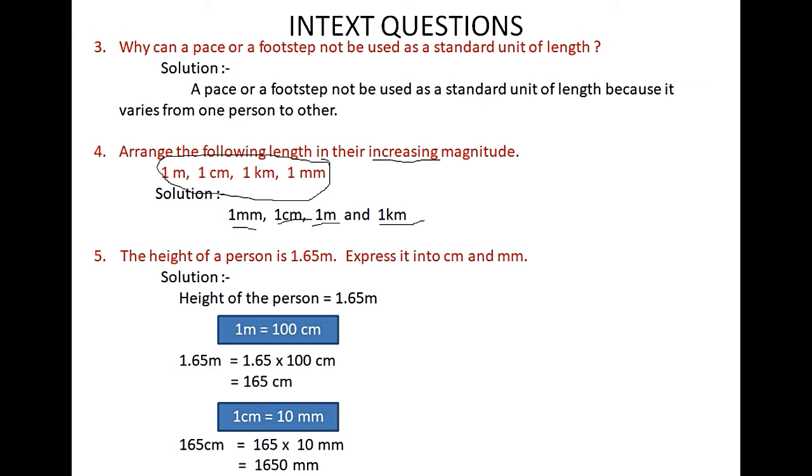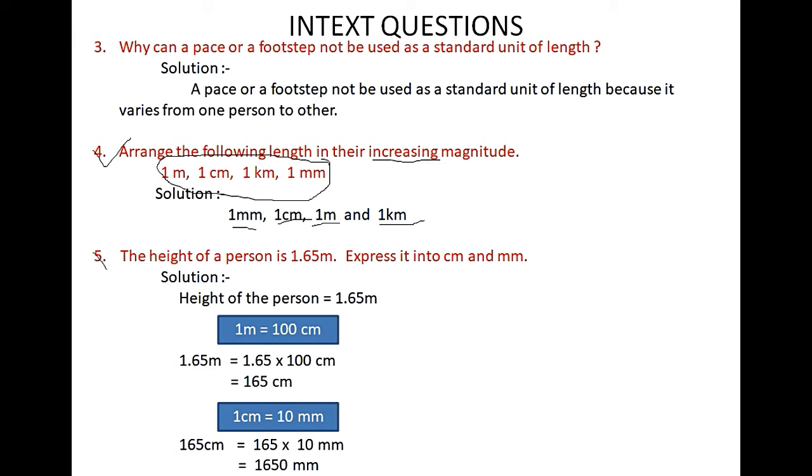In what they have given, the number magnitude value is the same; only the units are different. So if we want to write the units in ascending order or increasing magnitude, first 1 millimeter, 1 centimeter, 1 meter and then 1 kilometer. So that's all about the fourth question. Next we'll move on to the fifth question.